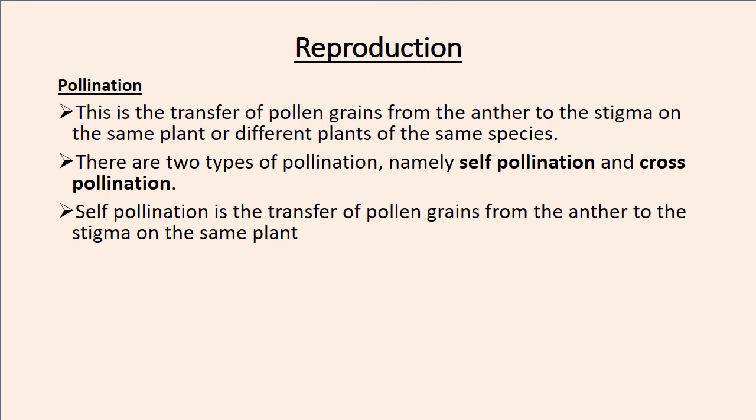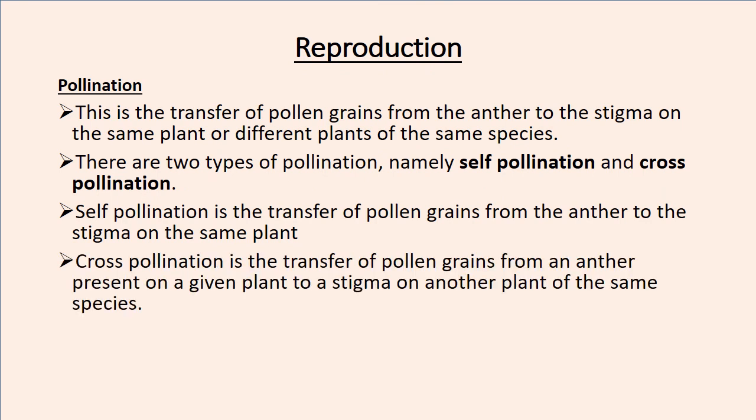But when it moves to plant B, that's cross-pollination, which is defined as the transfer of pollen grains from an anther present on a given plant to a stigma on another plant of the same species.